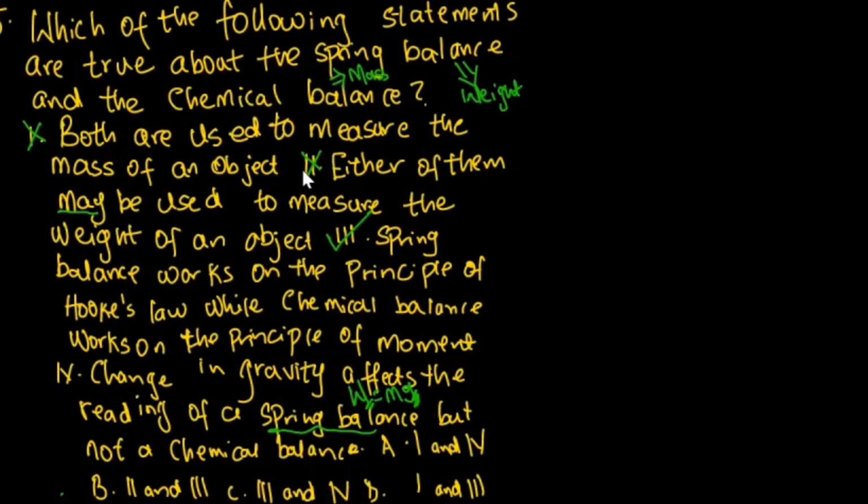And what do we use to measure weight? Spring balance. So if there is anything that changes gravity, it will affect weight, and automatically it will affect the reading of the spring balance. So Roman figure 4 is correct. So the answer to this question is C, Roman figure 3 and Roman figure 4.